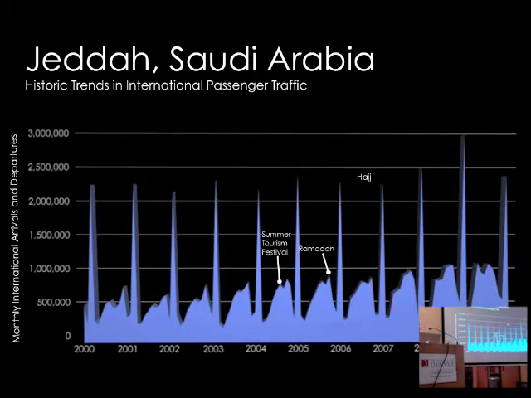And so they're able to build graphs like this, which is airport traffic in Jeddah. This is the number of passengers passing through the Jeddah airport between 2000 and 2010. And every little spike you see, that's Hajj. And every little bump that you're seeing is summer tourism festivals, and you're seeing Ramadan.